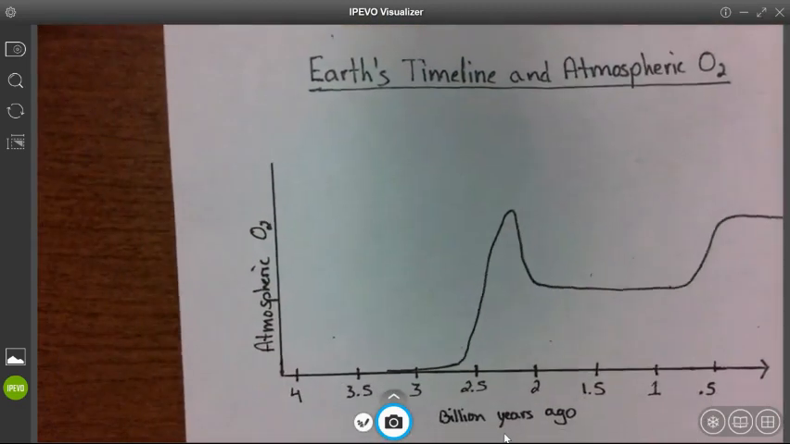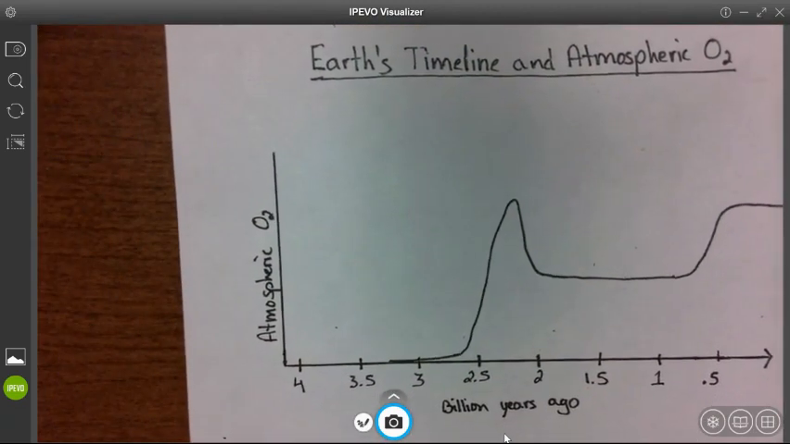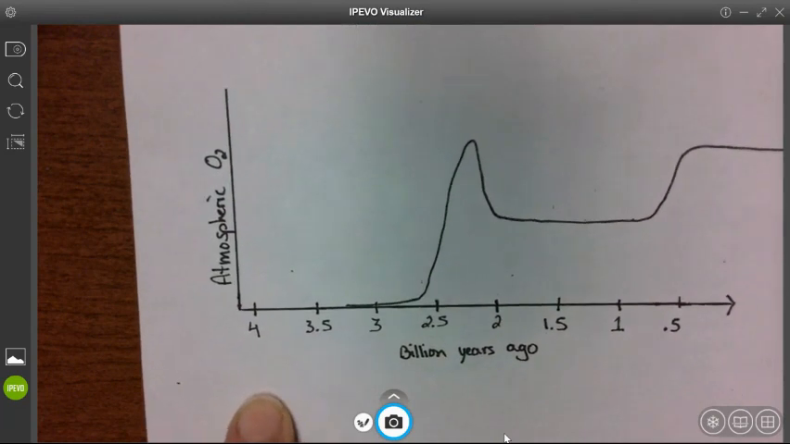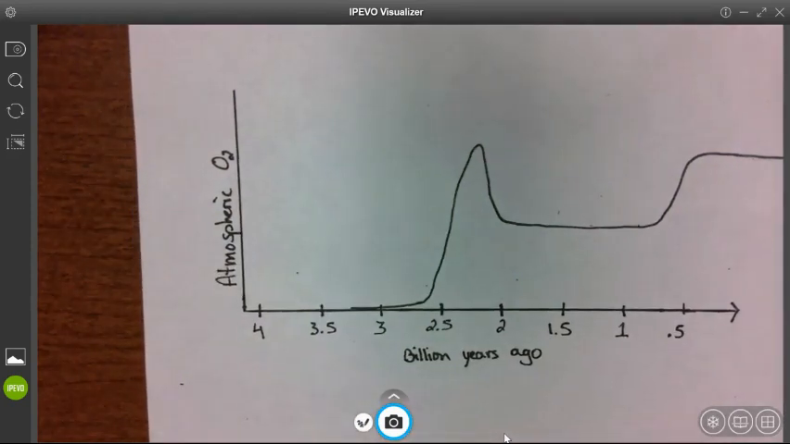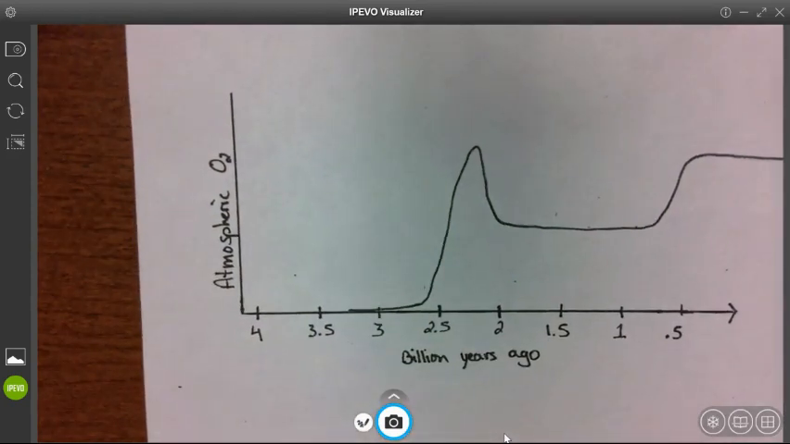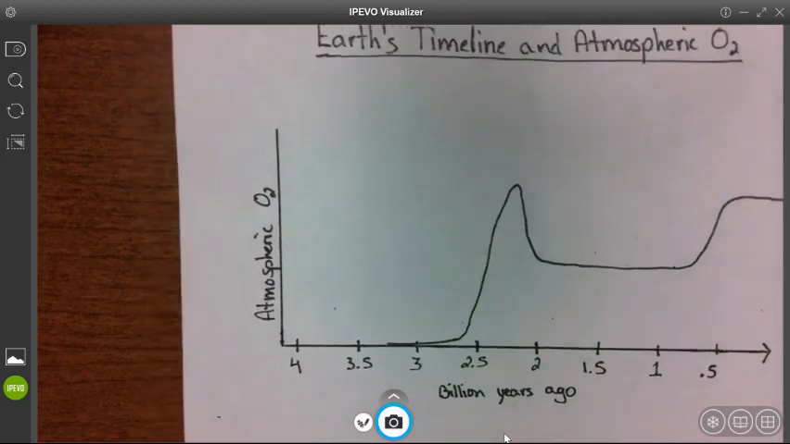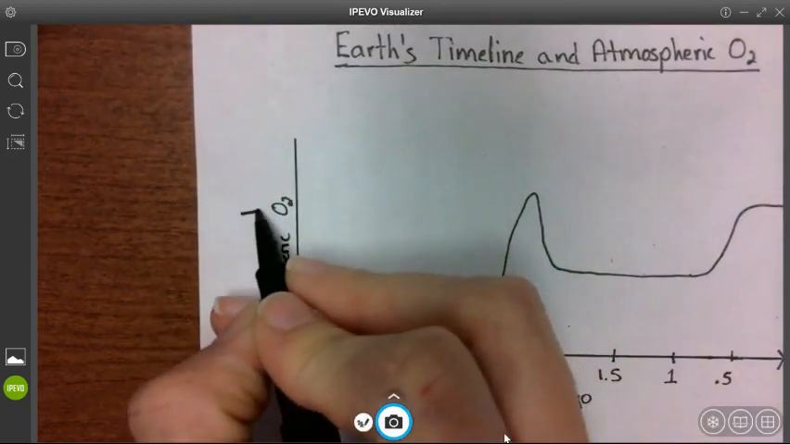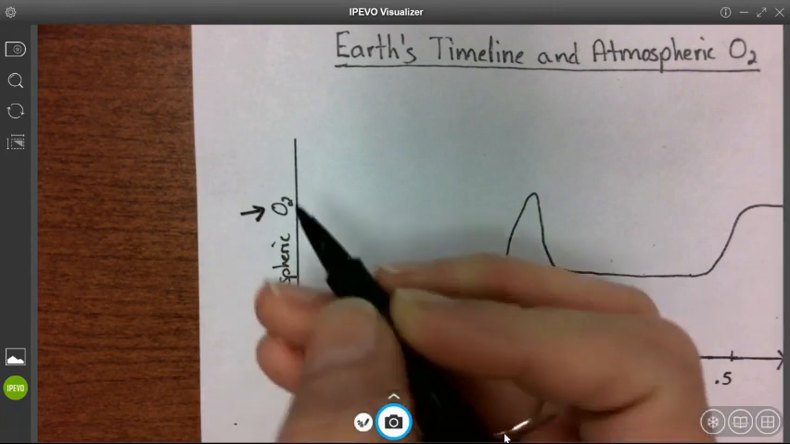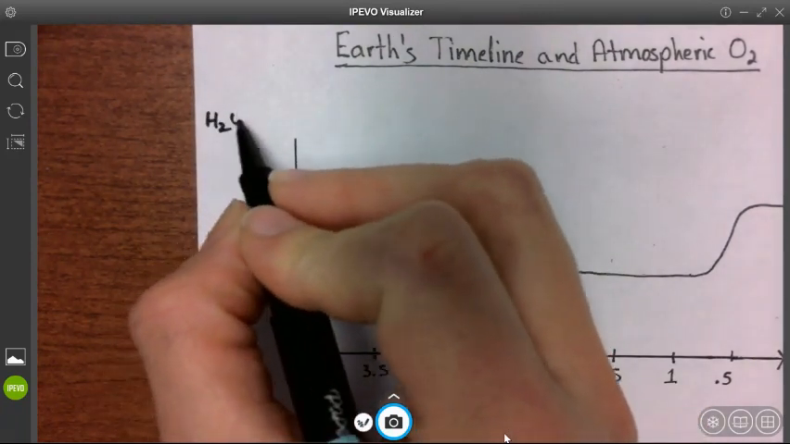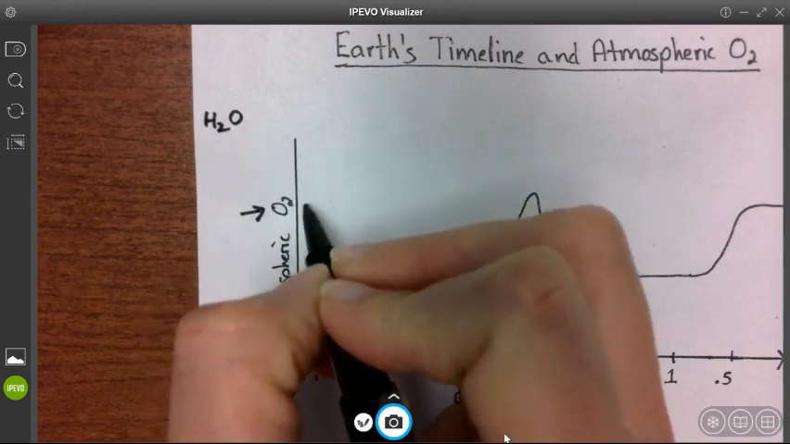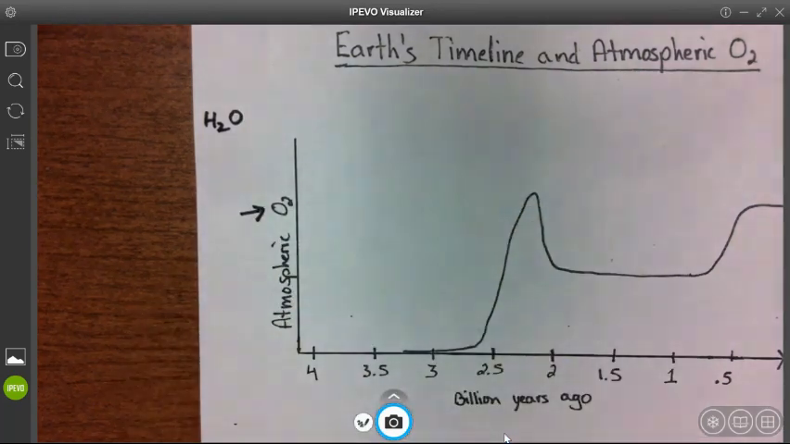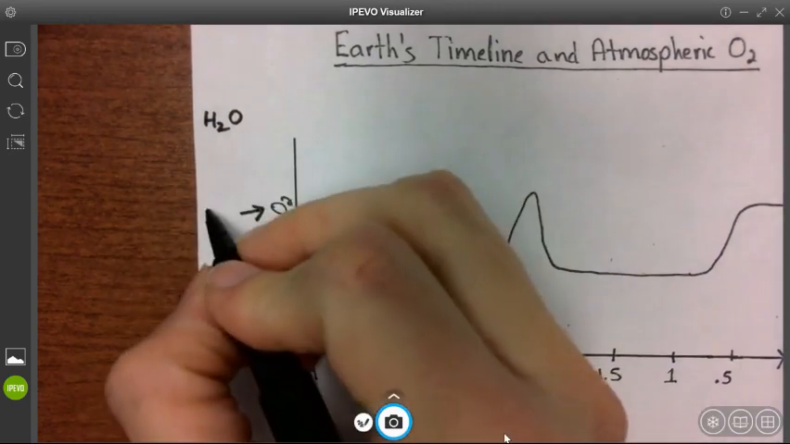So if we look down here at this graph, you can see on the x-axis is billions of years ago, and on the y-axis is atmospheric oxygen. A lot of times during this video, I'm going to talk about free oxygen. When I talk about free oxygen, I'm talking about O2. In water, there is an oxygen atom, but it's not free. So free oxygen means O2. Write that down.